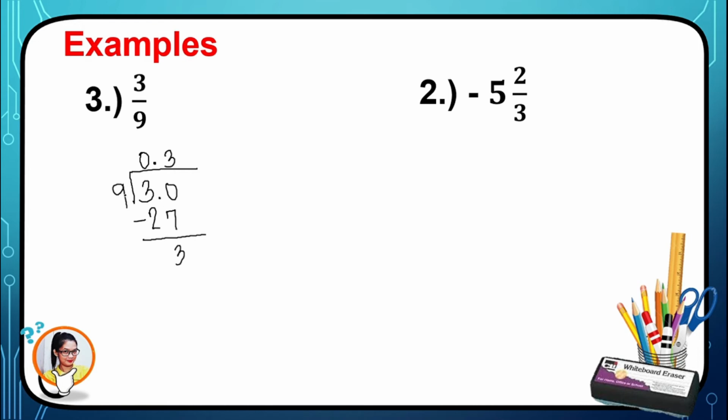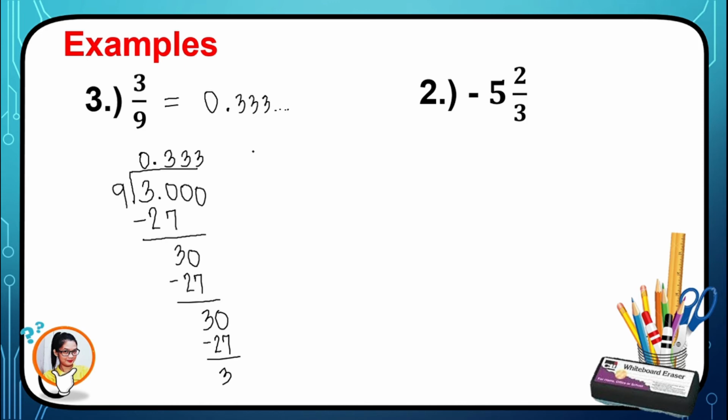As you observe, there's no 9 in 3 and therefore we'll add again 0. So we'll have again 3. Then 27. So 3 again. If we add 0, this will be 3 again. This will be 27, and then 3 again. Now what do you observe? That's correct. Our answer keeps on repeating. And this will be equivalent to 0.333 and so on.